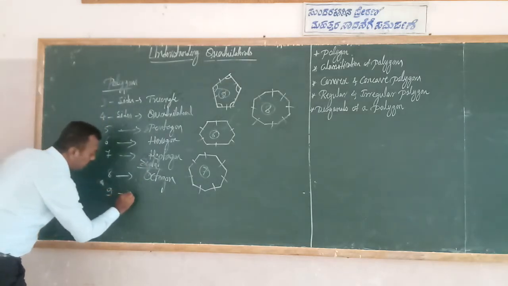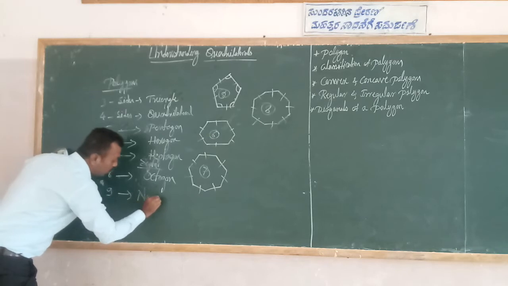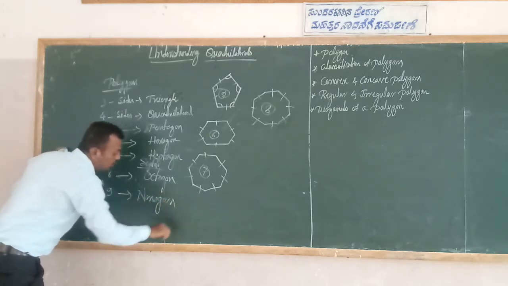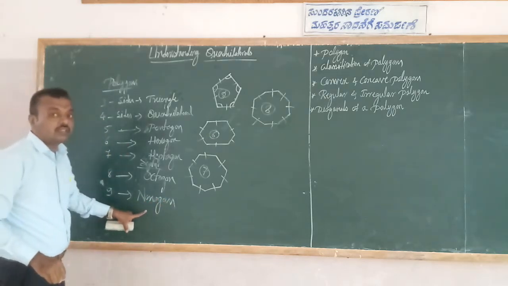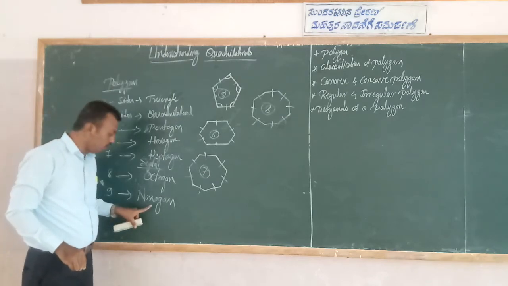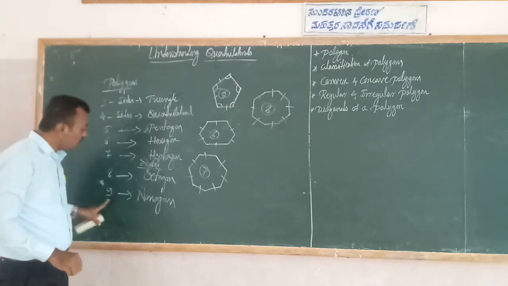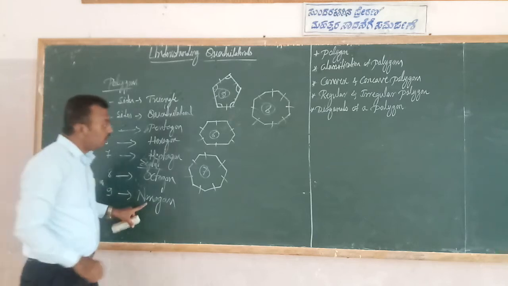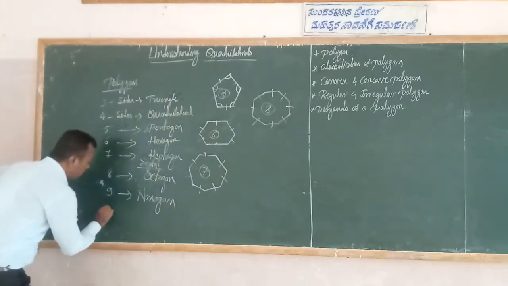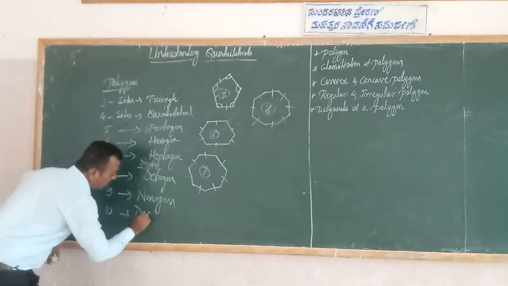The next one, a nine-sided polygon, is a nonagon. Nonagon: nano, have you heard the word nano? Nano means nine. So a nine-sided polygon is a nonagon. And the last one, a ten-sided polygon, is called a decagon.